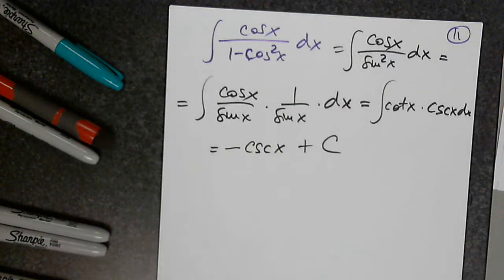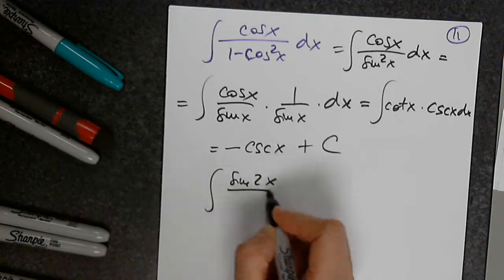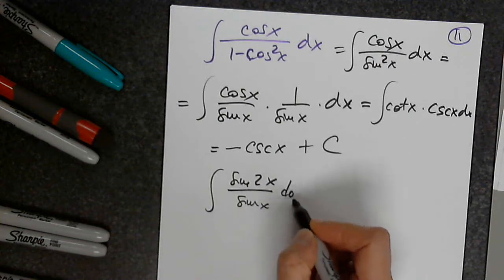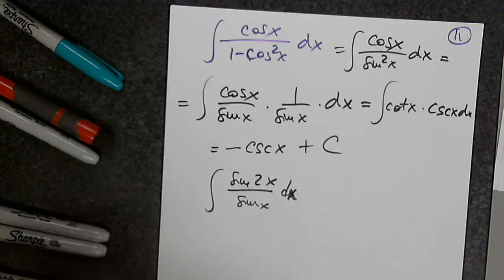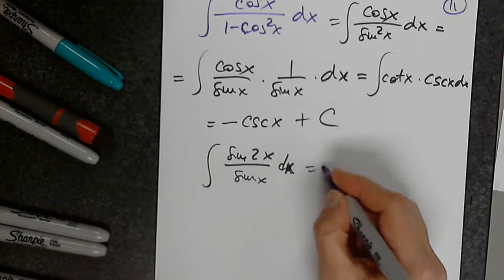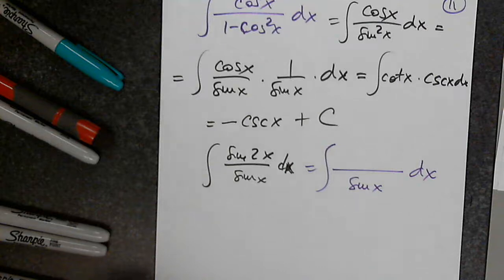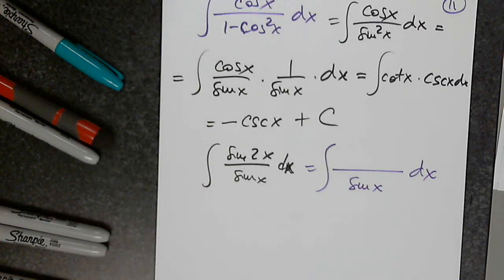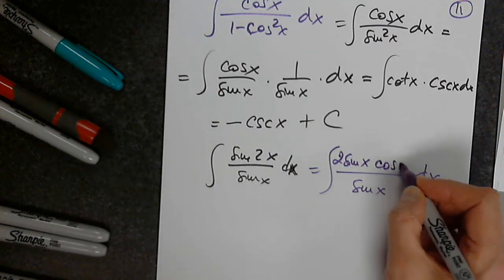Okay. The last one here on this page is the integral of sine 2x over sine x dx. I will have difficulties if I don't remember what sine 2x equals. Anyone remembers what sine 2x equals? It should be on the front cover of your book. Double angle: sine of twice x is 2 sine x cosine x.